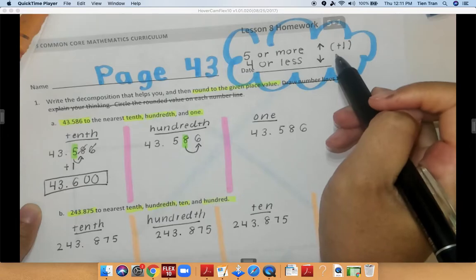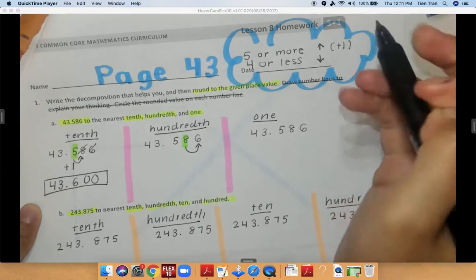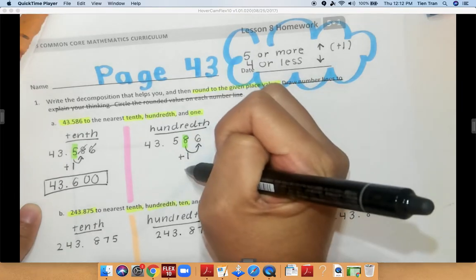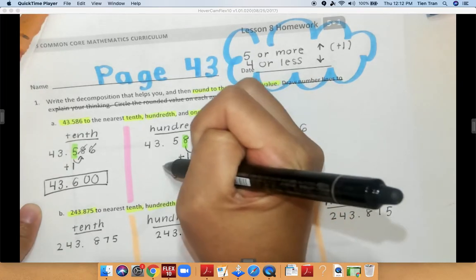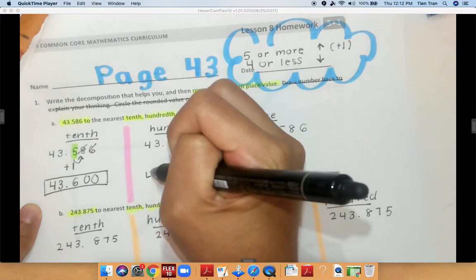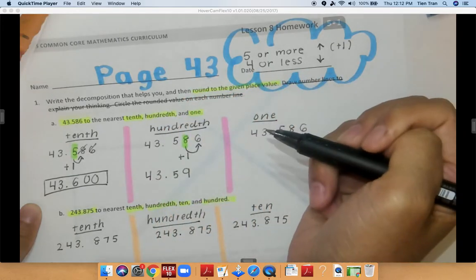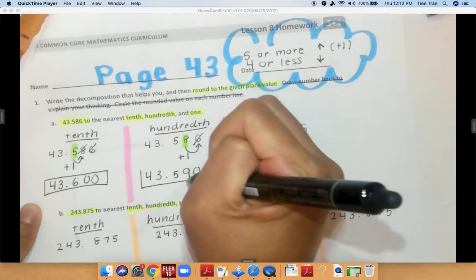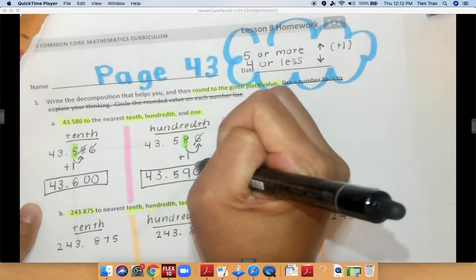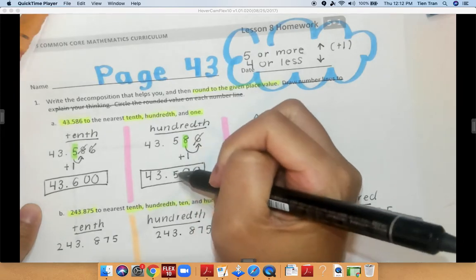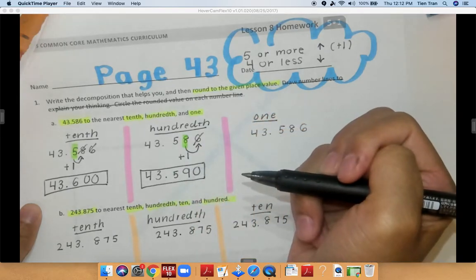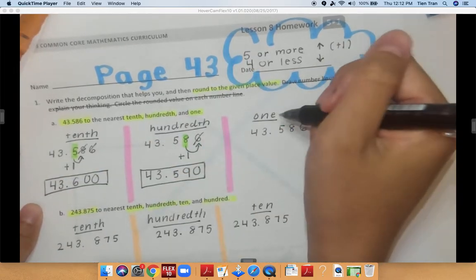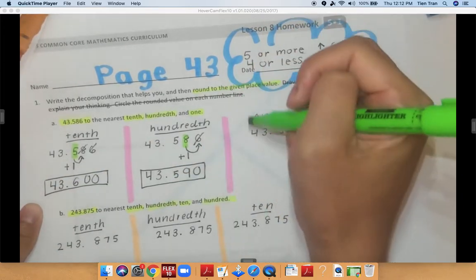5 or more, you're going to raise the score, which means you're going to add 1. So I'm adding 1. 8 plus 1 is equal to 9, and then I'm going to write the rest of my numbers. What happens to the numbers after the hundredths place? They change to 0. So my final answer, when I round to the nearest hundredths place, I get 43 and 59 hundredths.